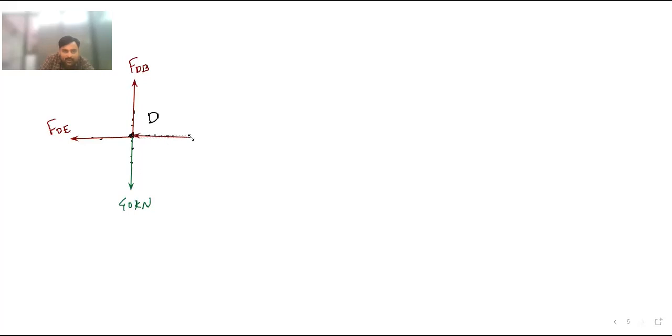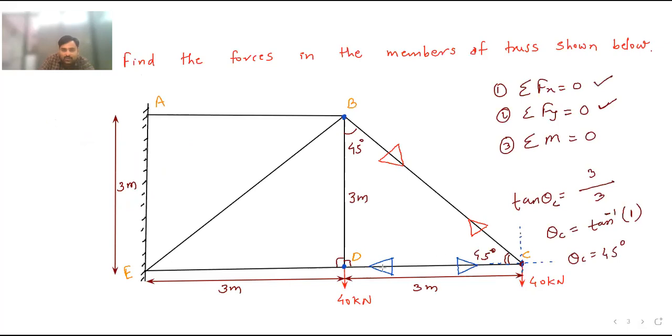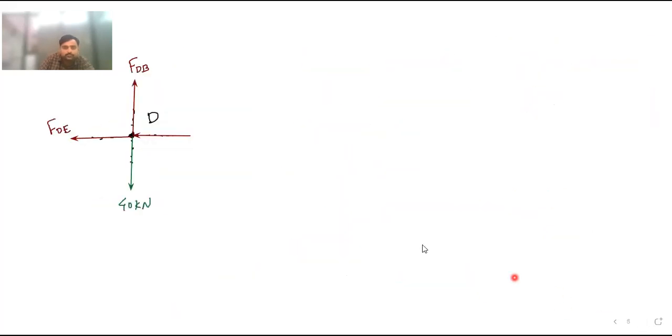OK, I have drawn the arrow just as it appears in the main diagram. See, you should consider this arrow which is nearer to the joint. This arrow is towards the joint. So I have drawn the same over here, and the value of this is 40 kilonewton. I will write 40 kilonewton directly because we know the value. OK, now for this joint.